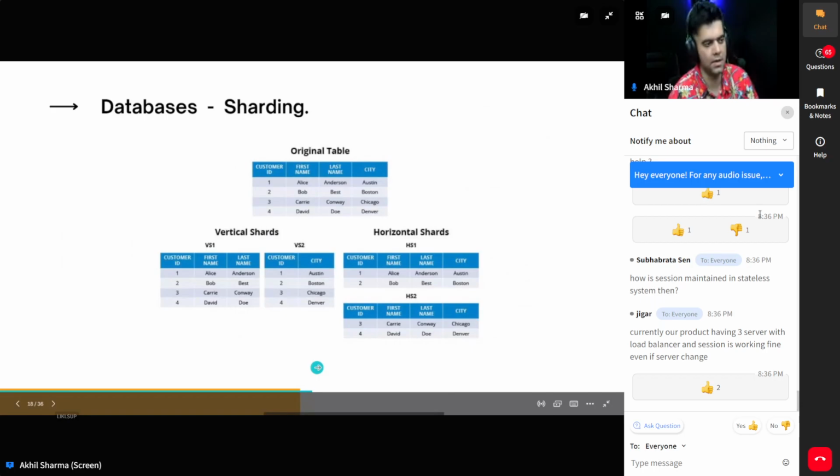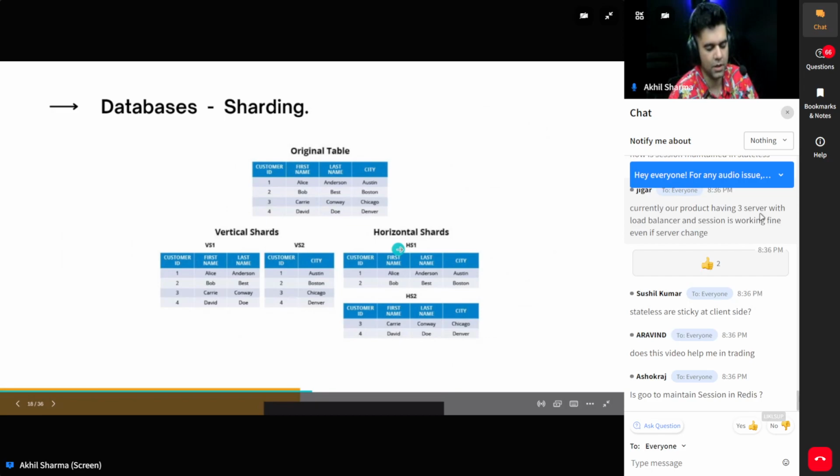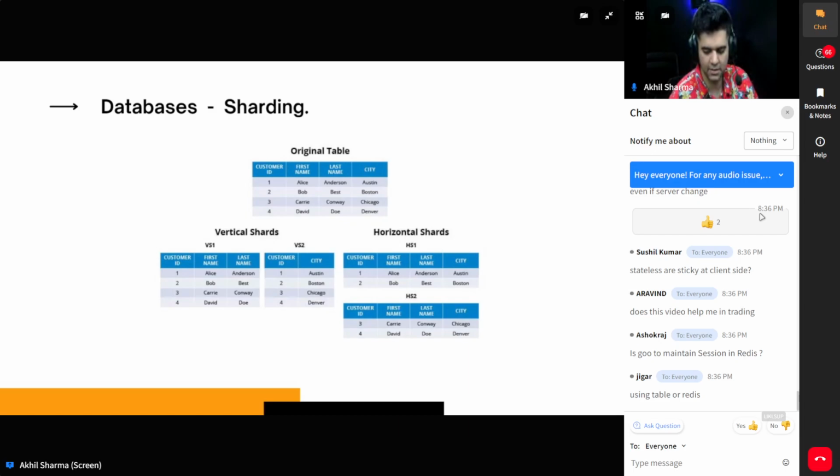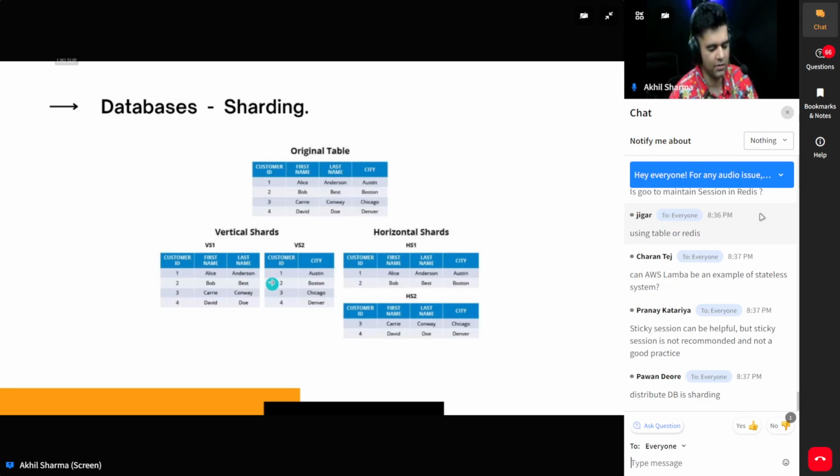Okay, so important topic, sharding. Your databases cannot keep endlessly storing information because they start failing, right? They start going down. You've seen databases getting overloaded, all those problems. So how do you scale databases? You scale them by sharding them. So you create either vertical shards or horizontal shards.